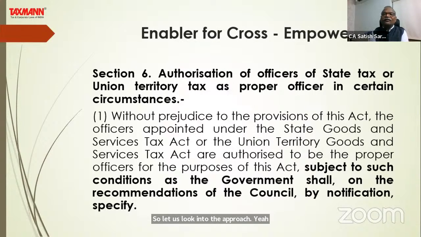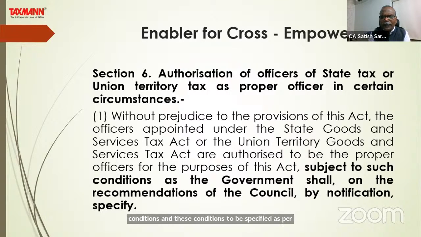Section 6 enables cross-empowerment with respect to the administration, adjudication and all the provisions under the GST law. Section 6(1) gives the power to the government. I'm reading this section for the audience: without prejudice to the provisions of this Act, the officers appointed under the State GST Act or the Union Territory GST Act are authorized to be the proper officer for the purposes of this Act. Similar provisions are there in the Union Territory Act and the State GST Act. And there is a condition: subject to such conditions as the government shall, on the recommendation of the Council, by notification specify. So for cross-empowerment of the registered person for the purposes of administration, adjudication, collection of tax and appeals, the government has the power to specify those conditions, as per the recommendation of the Council.